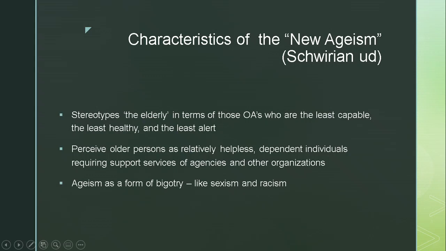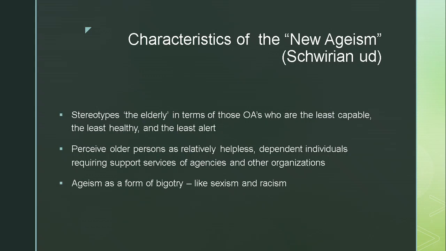And then if we think about the characteristics of the new ageism, it stereotypes the elderly in terms of those older people who are the least capable, the least healthy, and the least alert. So when we view elderly people, we quite often look to that stereotype, the most extreme examples of elderly people who are least capable, least healthy, least alert. And therefore we stereotype all elderly people within that more extreme bracket. We quite often perceive older people as relatively helpless, dependent individuals requiring support services of agencies and other organisations.